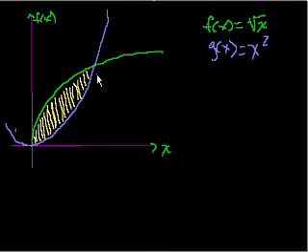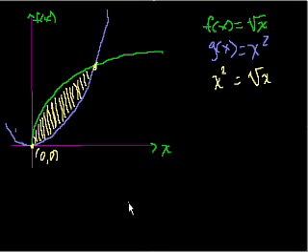Well, the first thing you have to figure out is just what are the boundary points? What is this point? And what is this point? Well, this point, I think it's pretty clear. It's 0, 0, right? They both intersect at 0, 0. And even this point, you could probably do it from intuition. But if you don't want to do it through intuition, you could just set the two equations equal to each other, right? You could say x squared is equal to the square root of x, right?